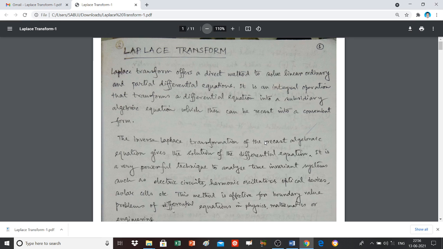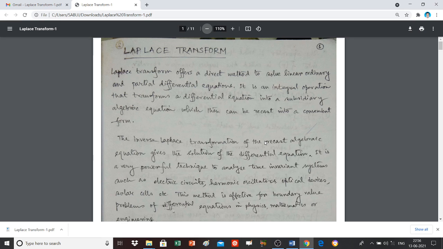partial differential equation. That means whenever you apply Laplace transformation on linear ordinary or partial differential equations, it will give you some subsidiary equations, and those are basically algebraic equations, and then they can be recast into a convenient form. So whenever you apply Laplace transform to a linear ordinary or partial differential equation, it will provide you a number of algebraic equations.